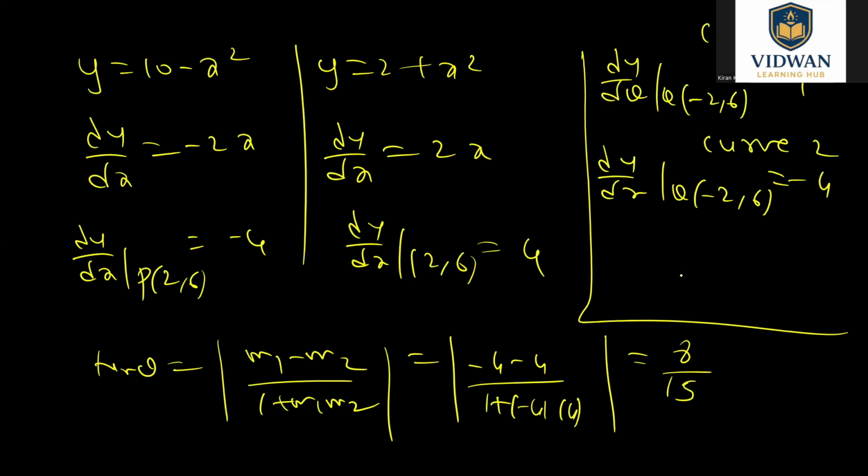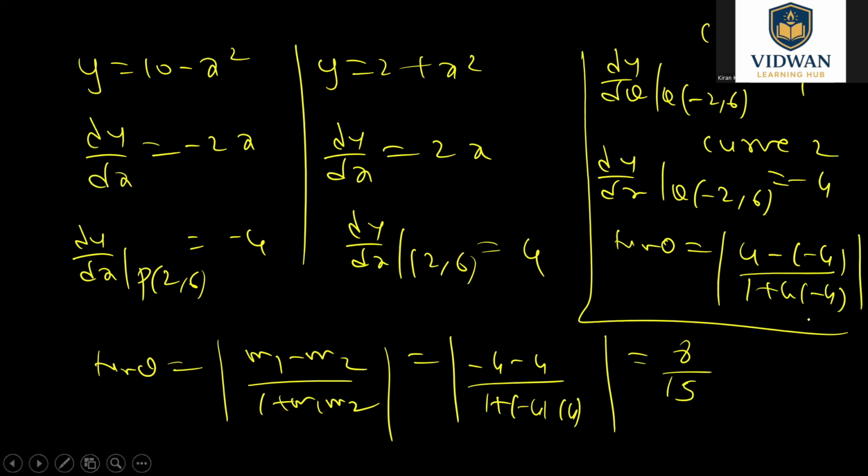So again, you got 4 and -4. Earlier, you got -4 and 4. Now you got 4 and -4. When you apply the formula, you're going to get the same answer. So tan theta equals modulus of (m1 - m2) by (1 + m1 m2), which is 4 minus of -4 by 1 plus 4 into -4. You will still get the same answer here, 8 by 15. So in either case, the answer is 8 by 15.